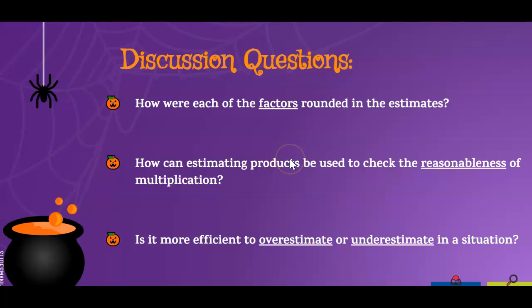So how can estimating products be used to check the reasonableness of multiplication? Well, if it's relatively close, then you know you're really on the right track. So if your estimate is close to the actual answer, then you know that you're on the right track and it's reasonable.